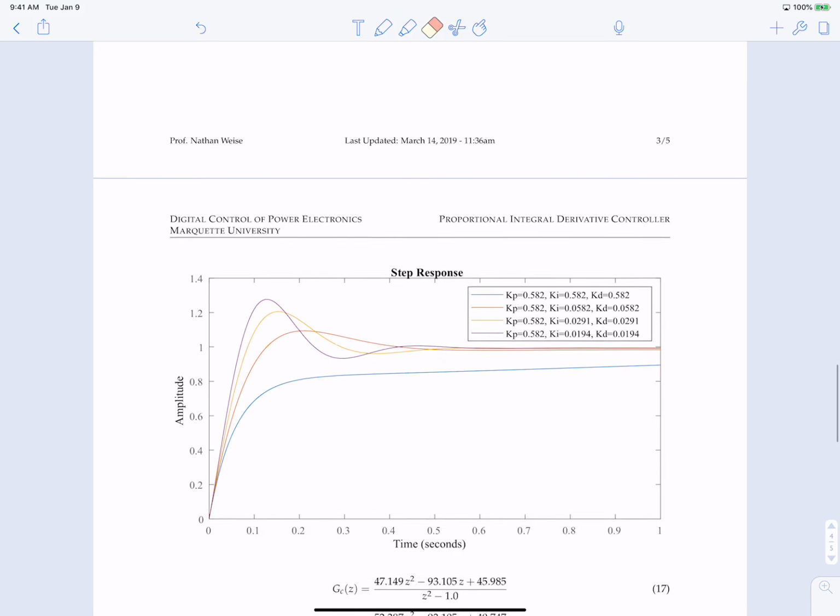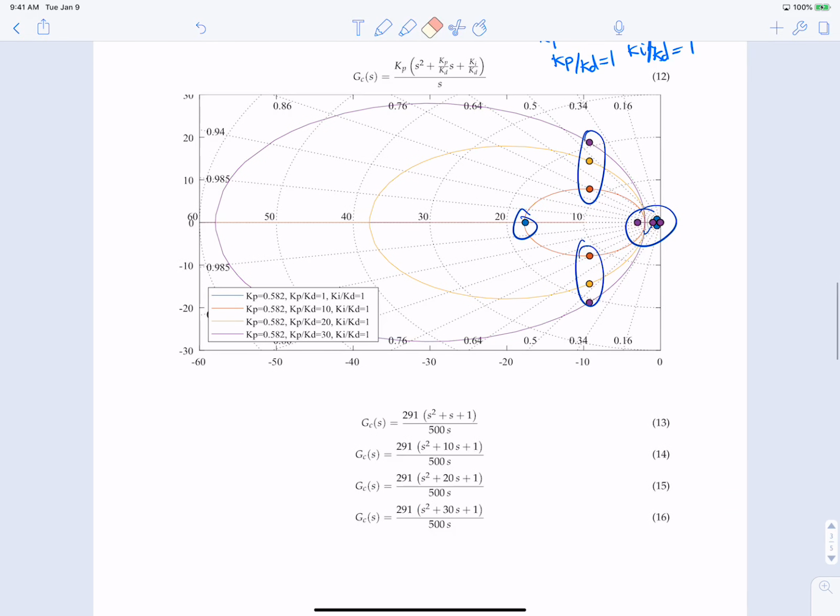Let's relate this back to the root locus plot. If you remember, I was talking about the blue poles. If you go ahead and see them, they're all in here. You'd have to zoom way in to see them. But essentially what's happening is the poles closest to the imaginary axis dominate the response.